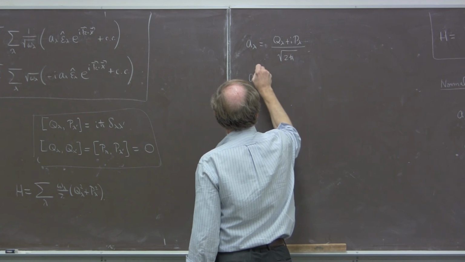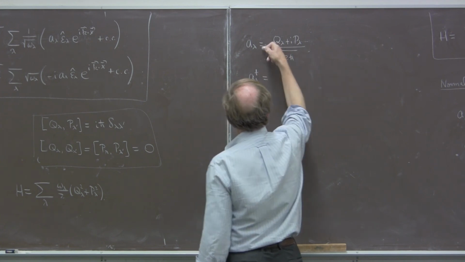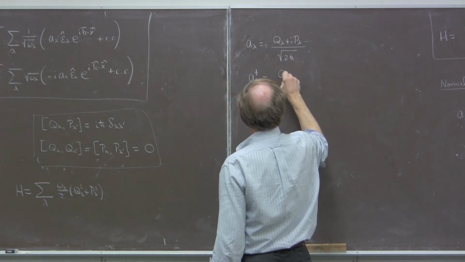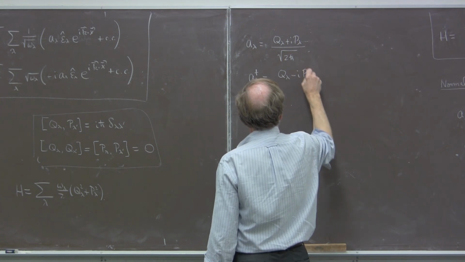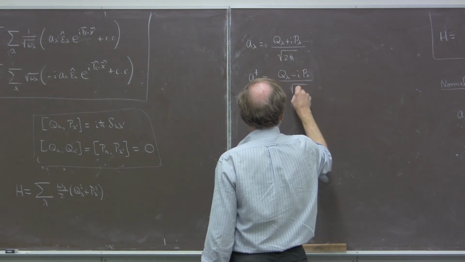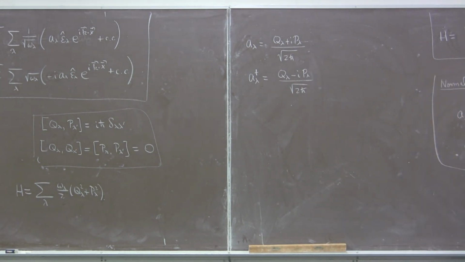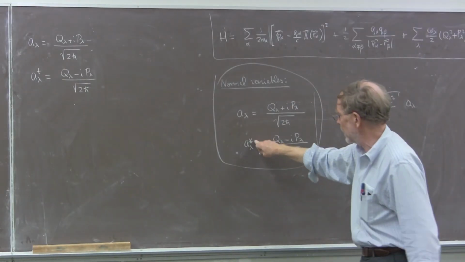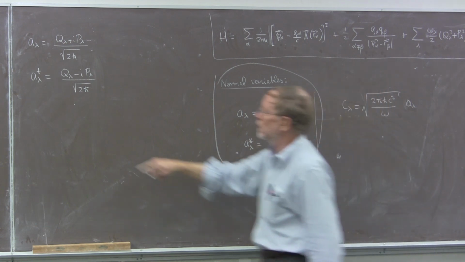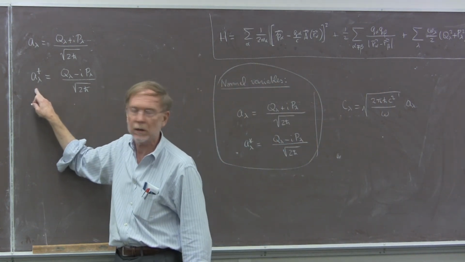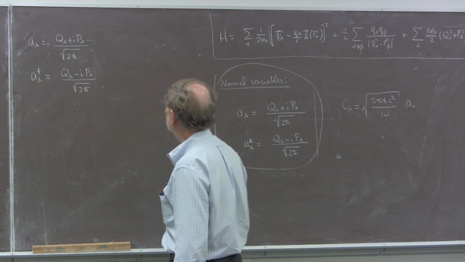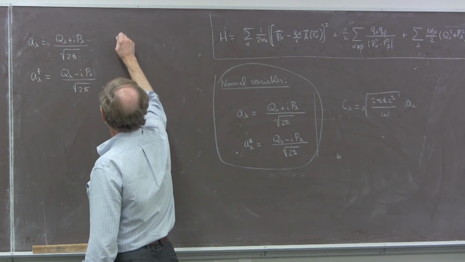This is an annihilation operator. The creation operator, A lambda dagger, is Q lambda minus i P lambda over the square root of 2 h bar. Same formulas I wrote down earlier for the normal variables in the classical theory, except in the classical theory we had a star here for complex conjugate, and here it's a dagger for Hermitian conjugate. Otherwise, the formulas are the same.